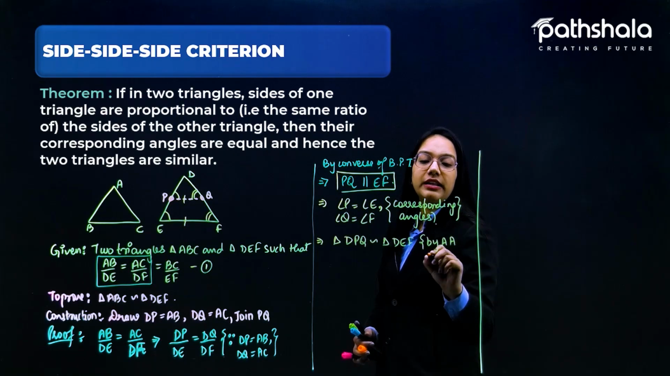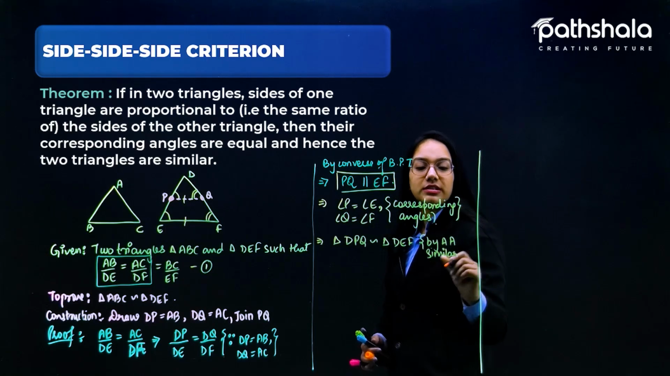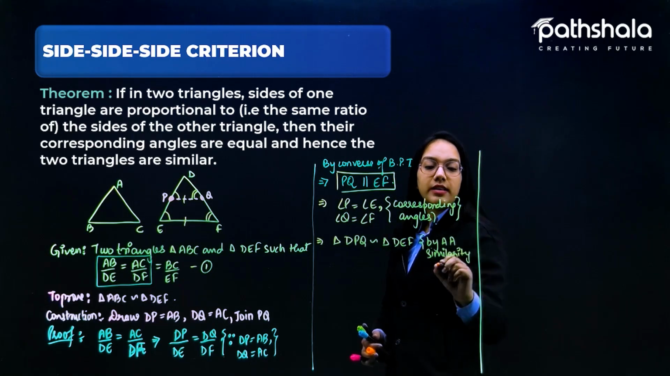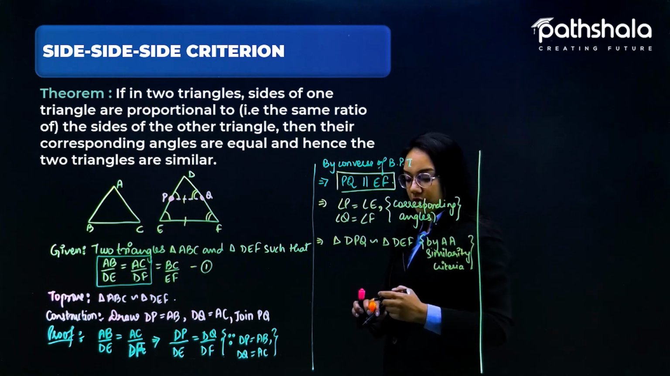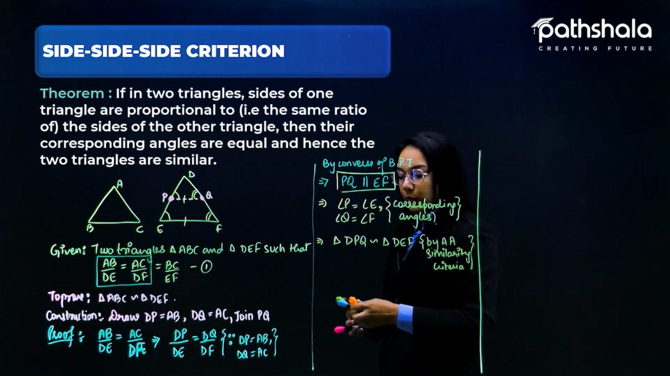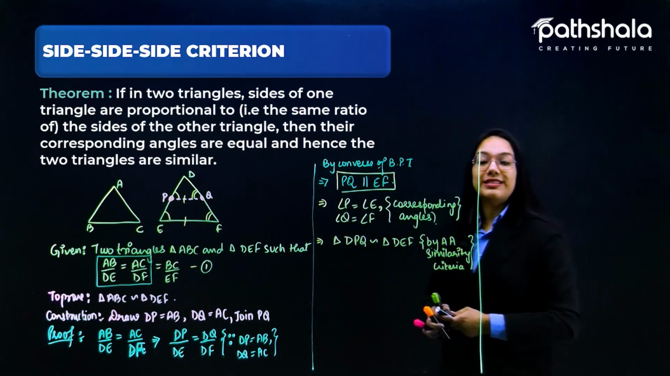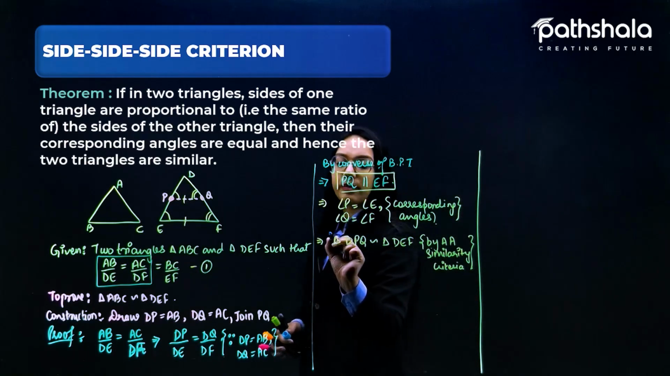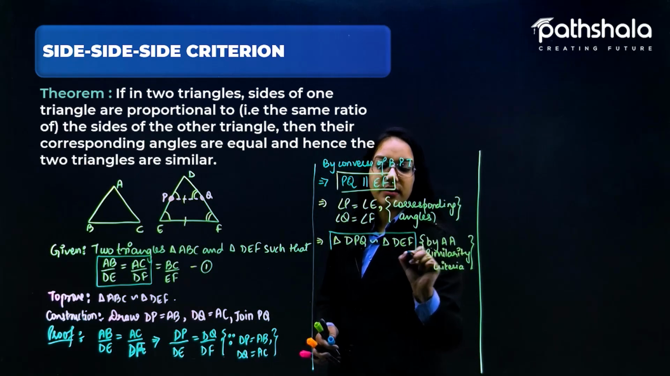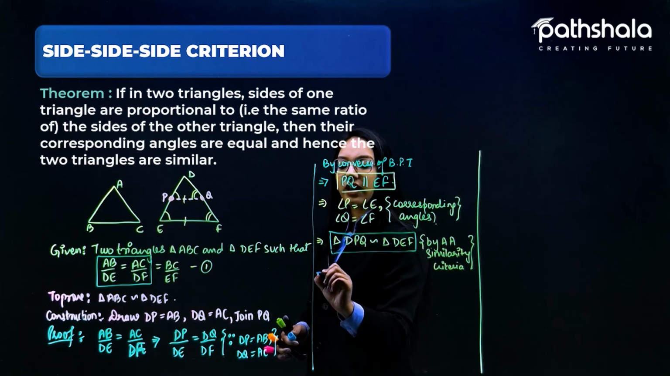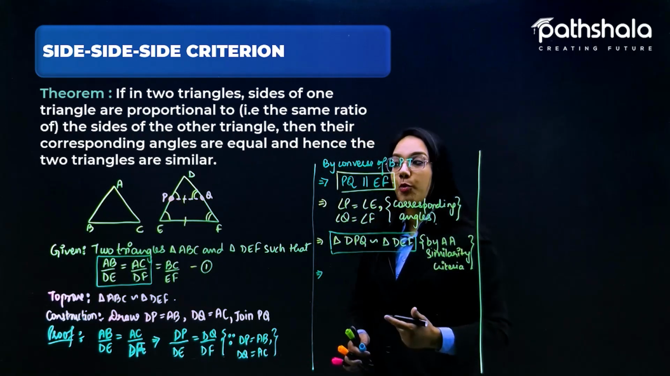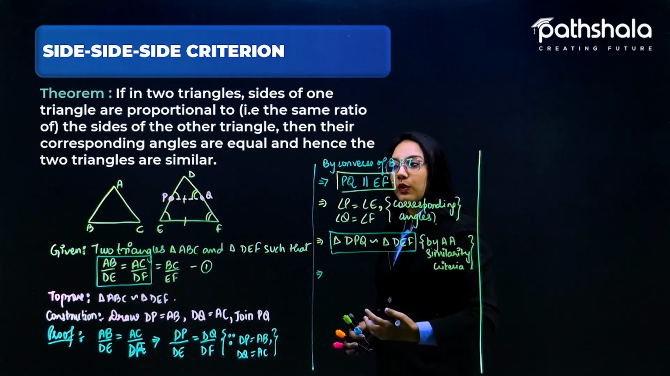We are already aware of this similarity criterion: if two angles of the two triangles are equal to each other, then by the angle similarity criterion the two triangles are similar to each other. And if the two triangles are similar, then their corresponding sides' ratios are also equal to each other.